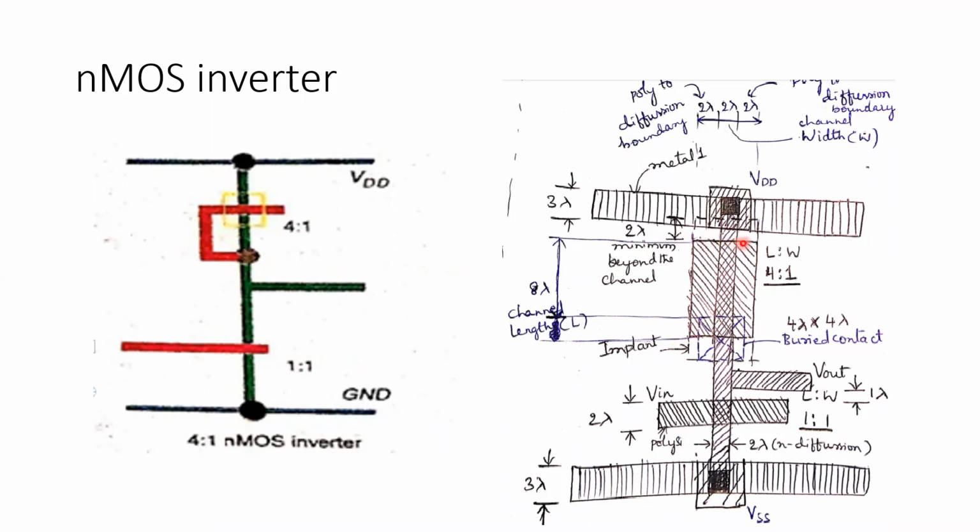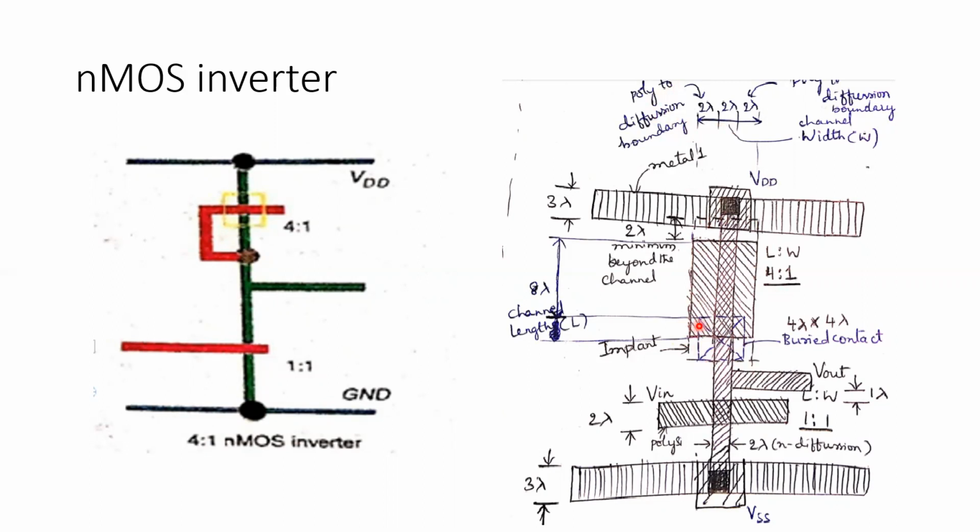Similarly, from here to here it should be 2 lambda, because polysilicon should extend towards the left and right hand side by 2 lambda in order to maintain the rule of polysilicon to diffusion boundary of 2 lambda. And one has to establish a buried contact if you are going for an implant which is surrounding this depletion mode transistor, which is represented as an implant.